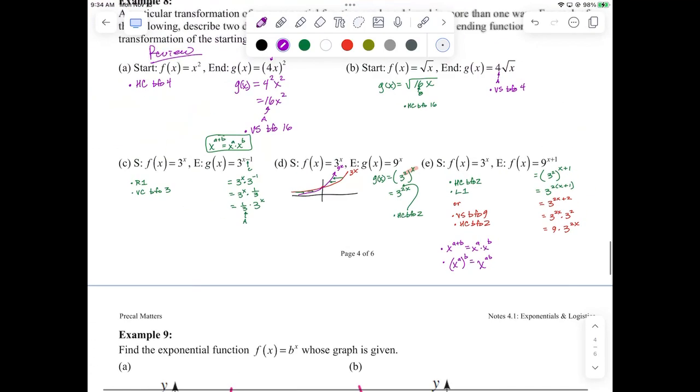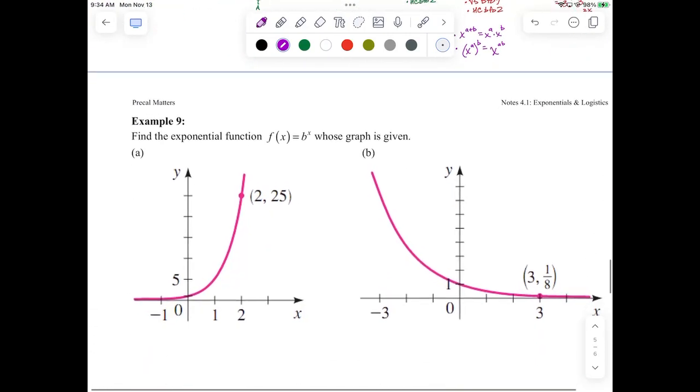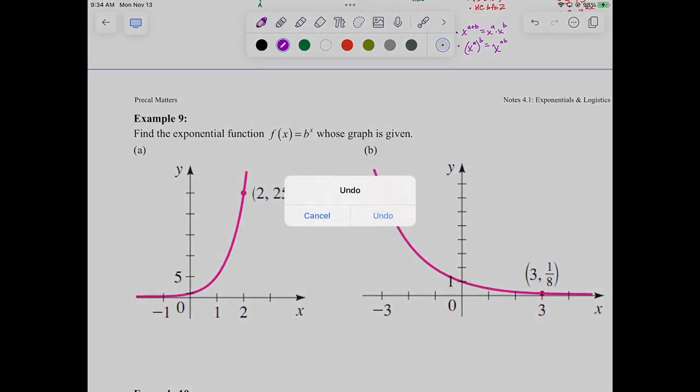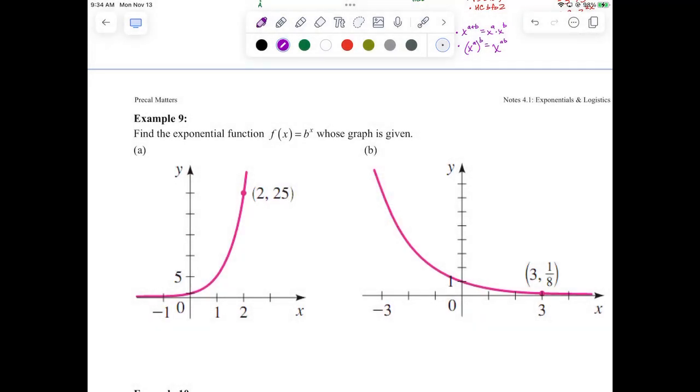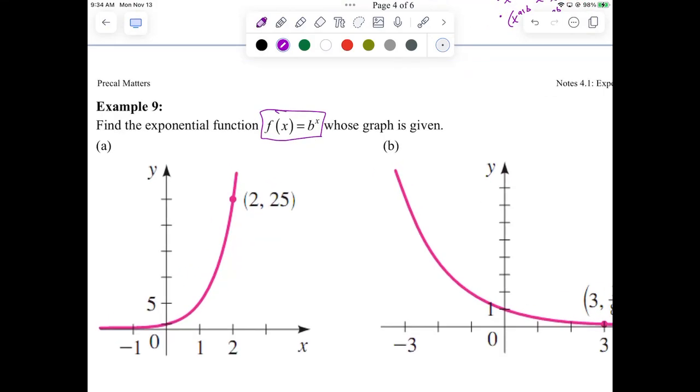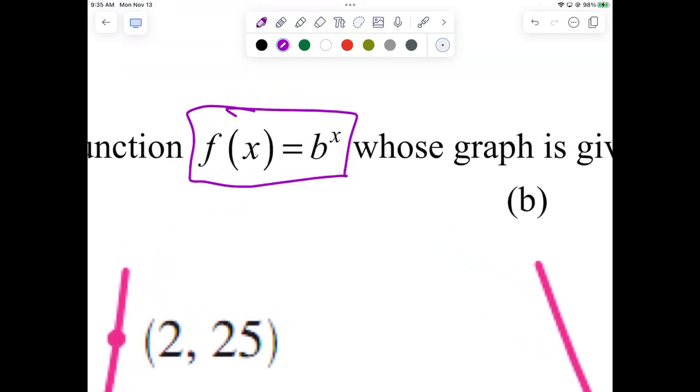All right. So far, so good? All right, let's do example 9 and we'll call it a day. I think we can figure this out. Now we're writing equations of exponential functions in the form b to the x whose graph is given. So all we're trying to do to write the equation is find b. That's it. We need to find b.